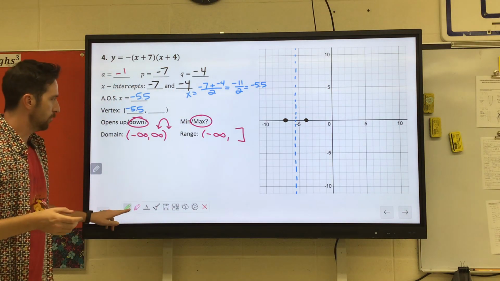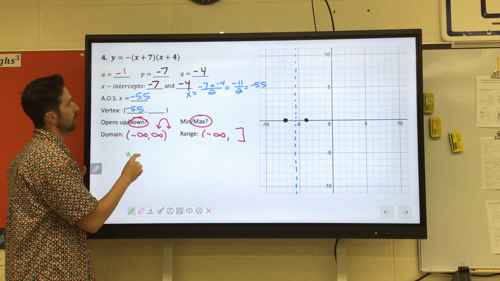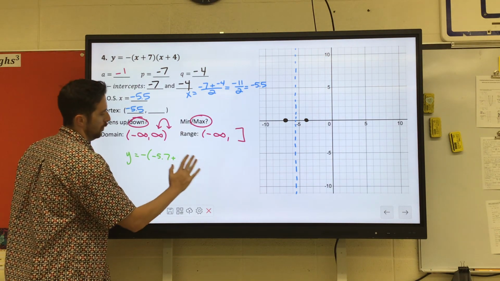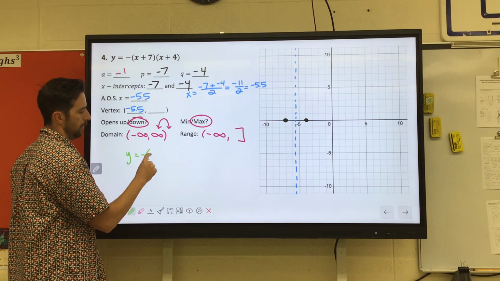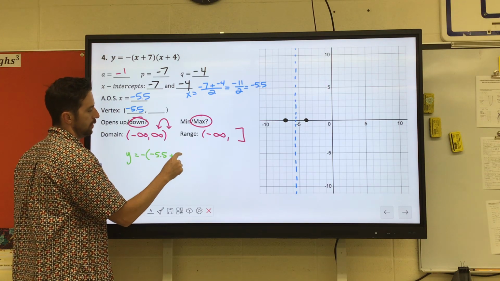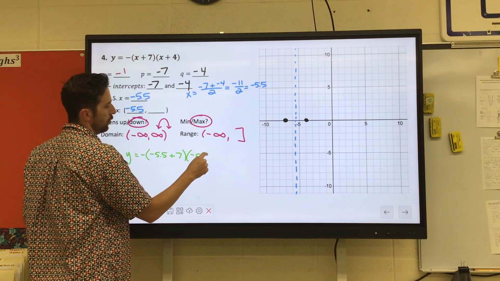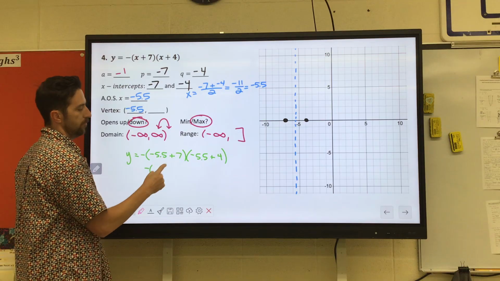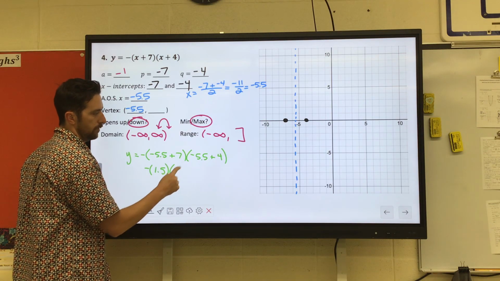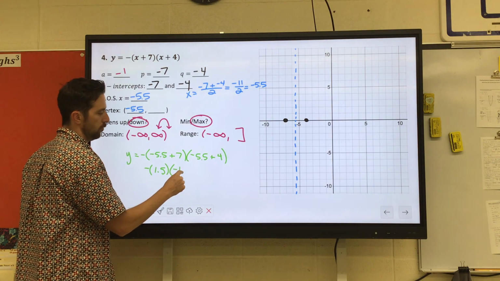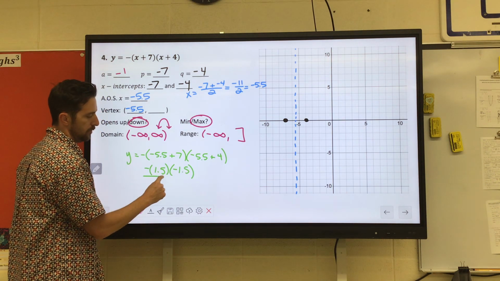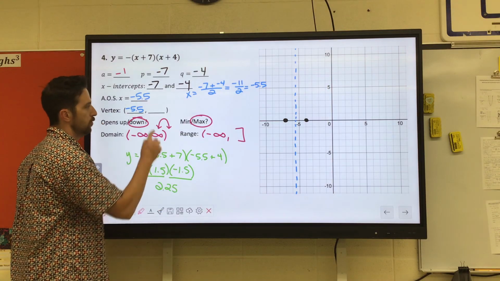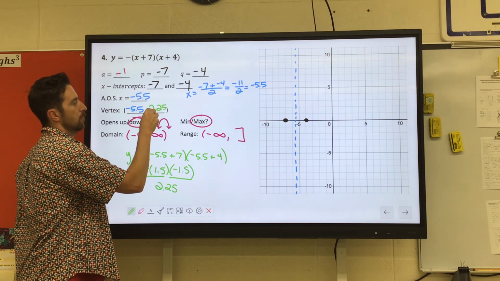Just like we have been doing, we're going to plug it back in. Y equals -5.5 plus 7, and -5.5 plus 4. -5.5 plus 7 is 1.5. -5.5 plus 4 is -1.5. So this would give us 1.5 times -1.5, which comes out to -2.25, and with the negative A out front, that's 2.25.